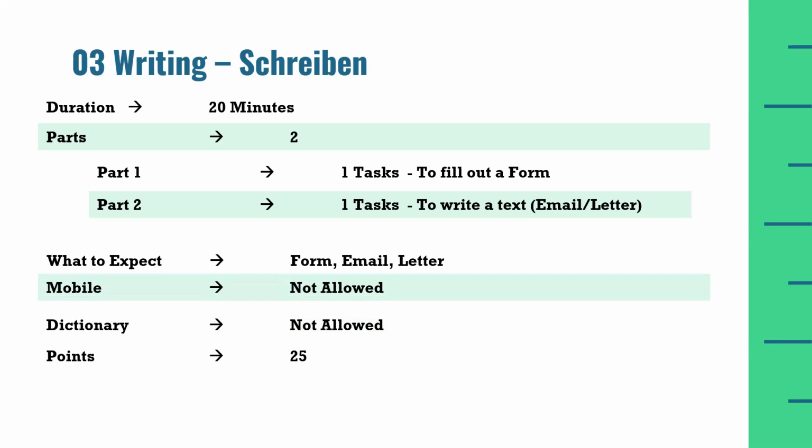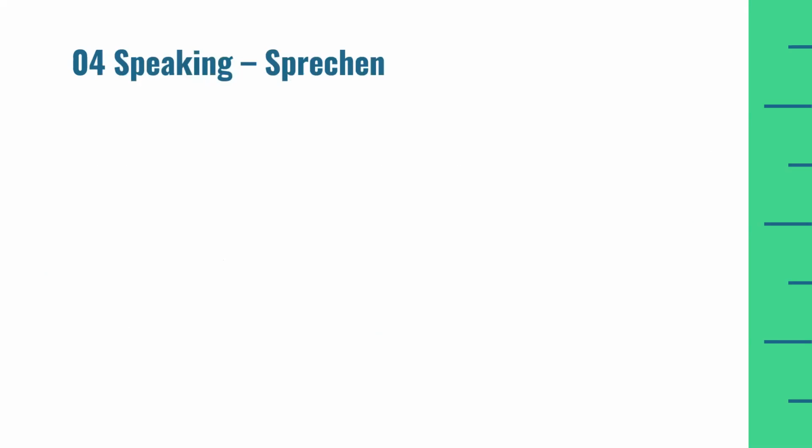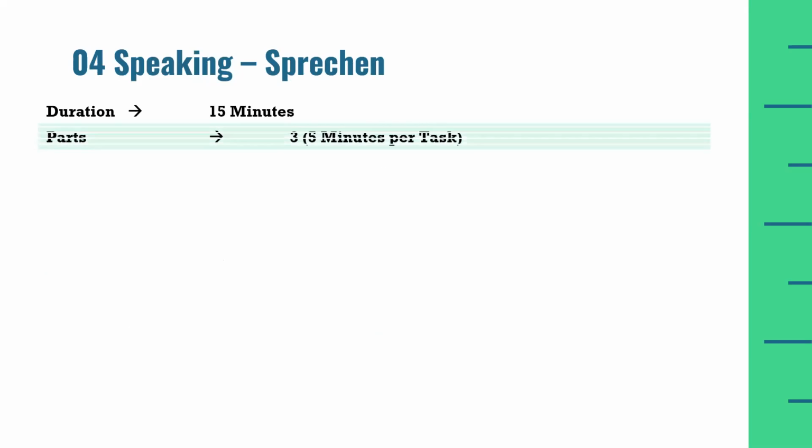So if we fill out the form correctly and we write the email or letter, whatever is asked, properly, then we can get 25 points in the writing section. Now let's move to the fourth and the last part of the exam, which is called speaking. Speaking in German language is called Sprechen. And for the speaking part, we will be given almost 15 minutes.